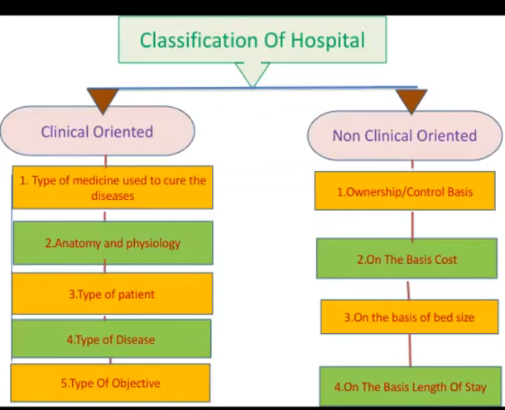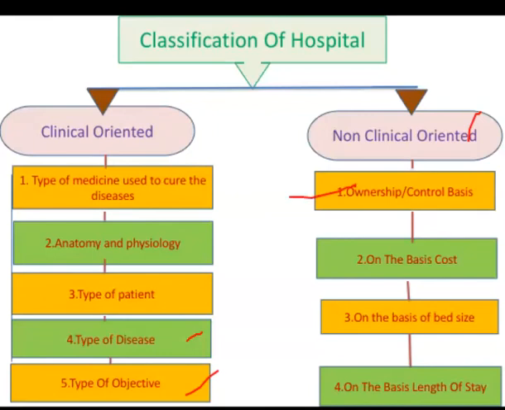So we will see the clinical oriented hospitals. The first one is hospitals on the basis of type of medicine used to cure the disease. Second one is hospitals on the basis of anatomy and physiology. Third one is hospitals on the basis of type of patient. Then fourth one is hospitals on the basis of type of disease. Then fifth one is hospitals on the basis of type of objectives. Okay, and under the non-clinical oriented hospitals, there are again 4 subtypes. The first one is hospitals on the basis of ownership and control.